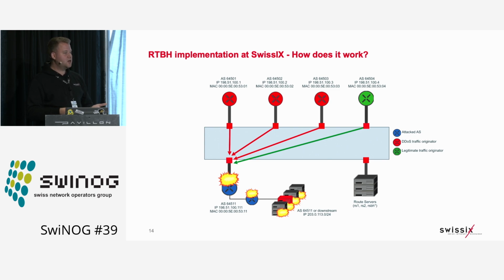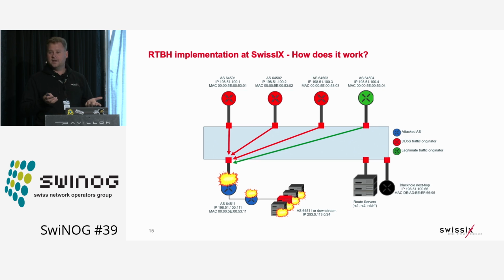It is causing a connectivity issue for his entire network or his entire data center. And this is where now the BGP blackholing can be used. Within SwissIX, we do maintain a specific host, which we call the blackhole next hop host, which we now see on the bottom right.